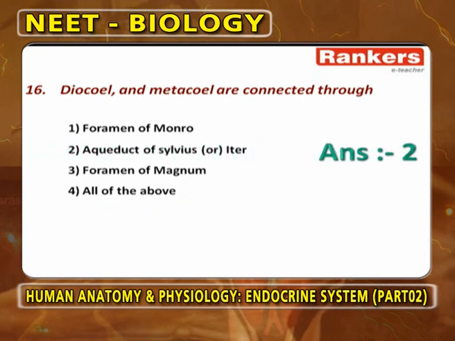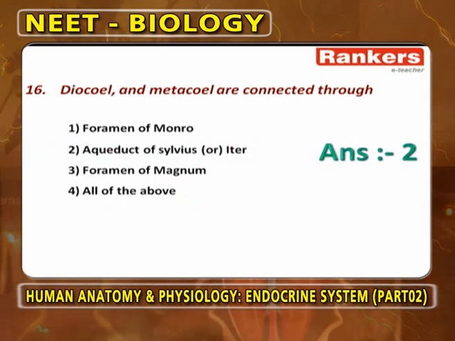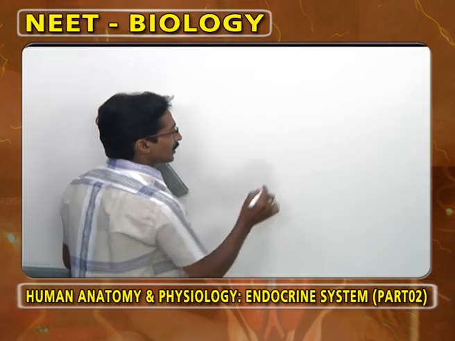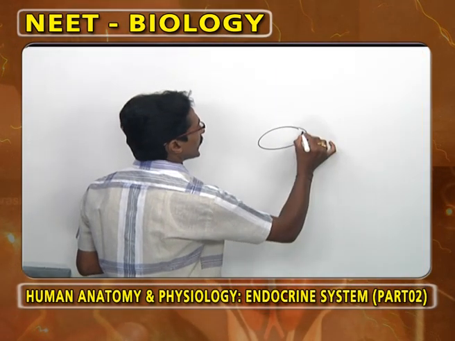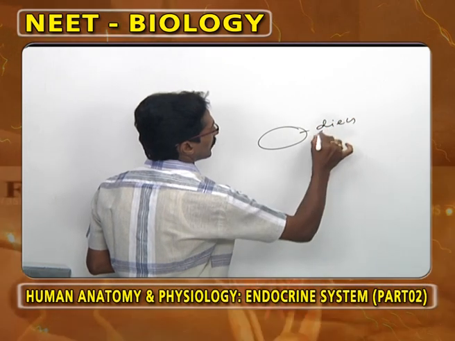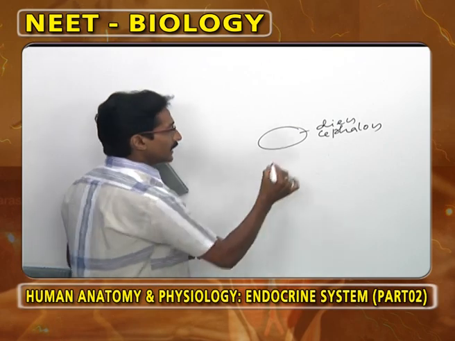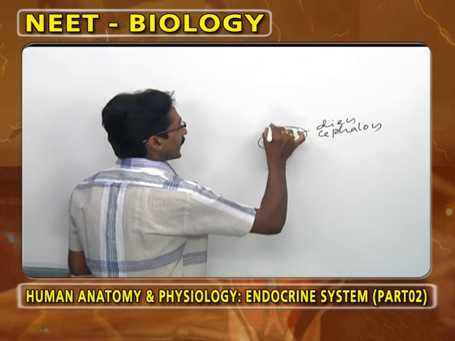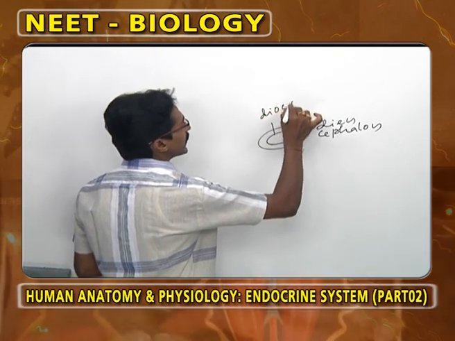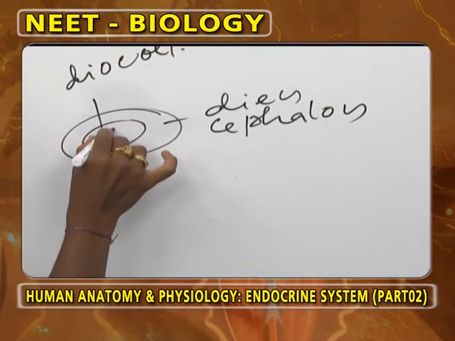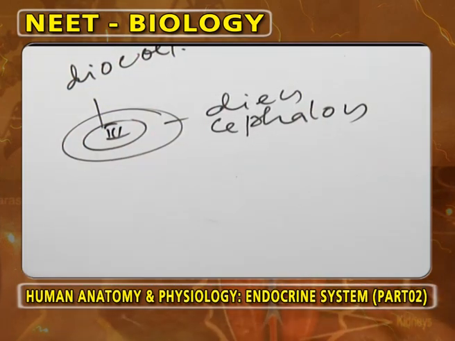Diocele and metacele are connected through what? What is meant by diocele? It is the cavity. Metacele, it is the cavity. Now this part we call the diencephalon. In the diencephalon, a cavity is present called diocele. It is numbered as the third ventricle.